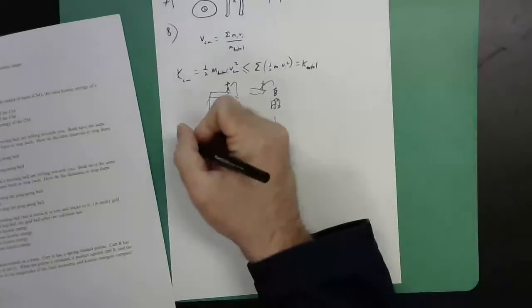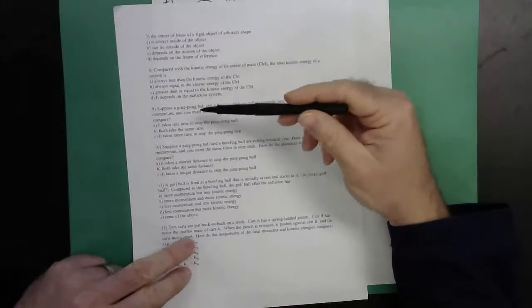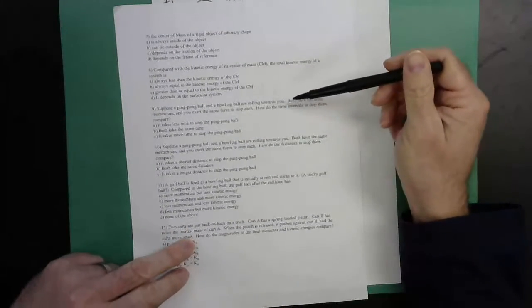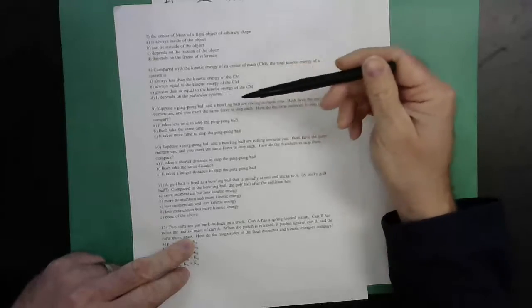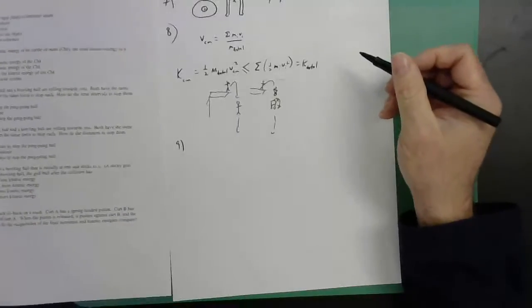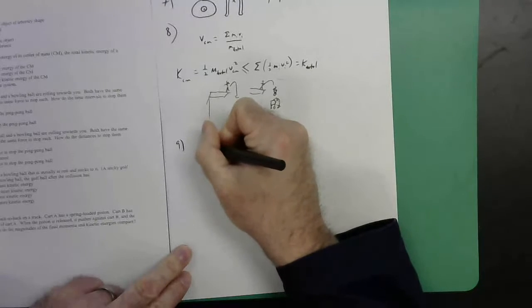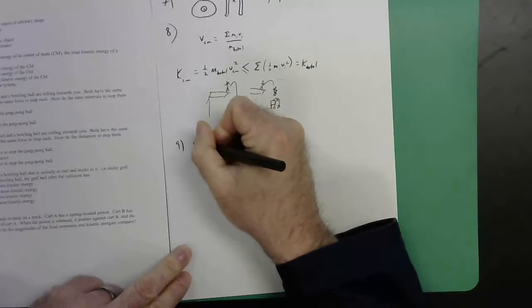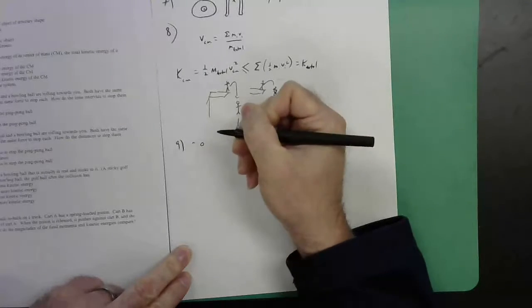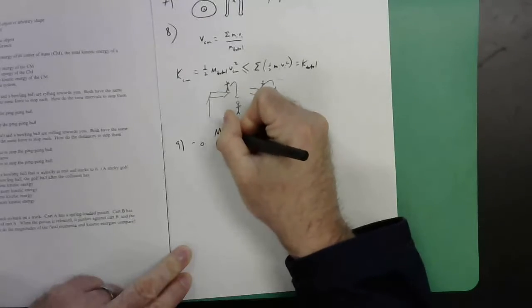All right, number 9. Number 9 asks, suppose a ping pong ball and a bowling ball are rolling towards you. Both have the same momentum, and you exert the same force to stop each of them. How do the time intervals to stop them compare? Say it's a top-down view. I've got a ping pong ball, which has a teeny tiny little mass, and a great big bowling ball, which has a great big mass.